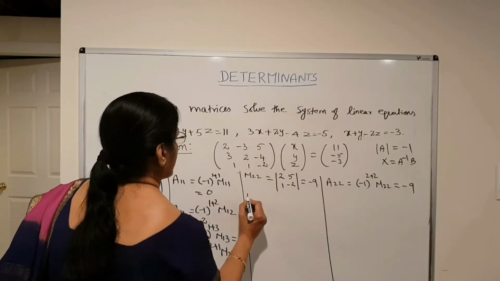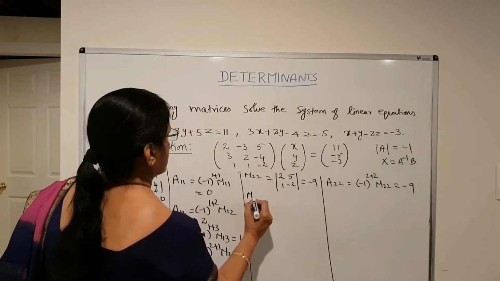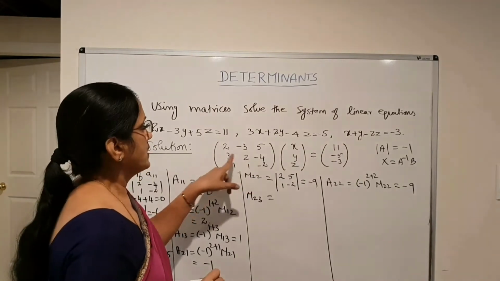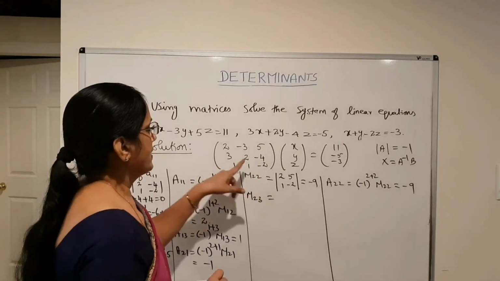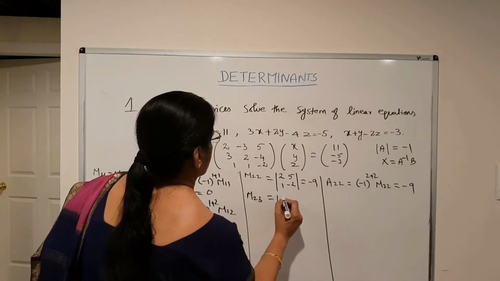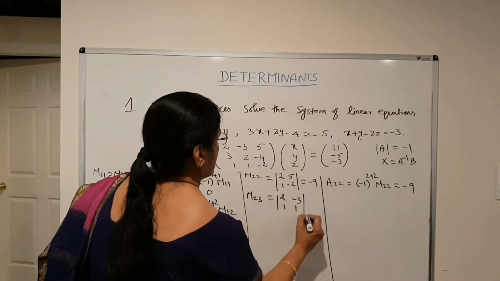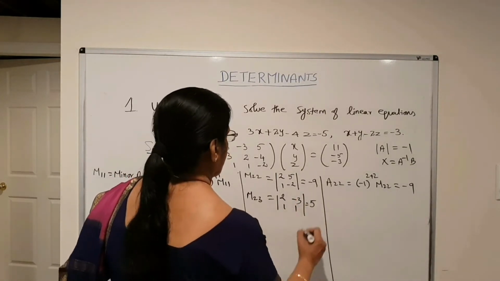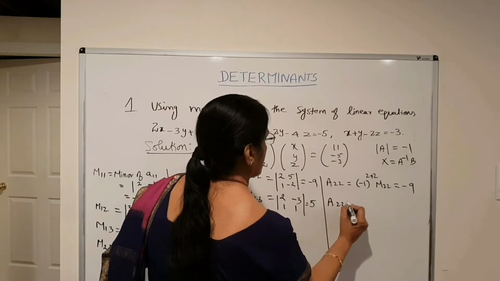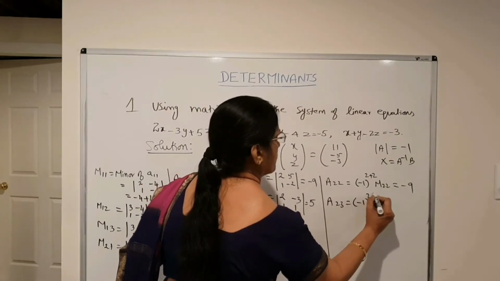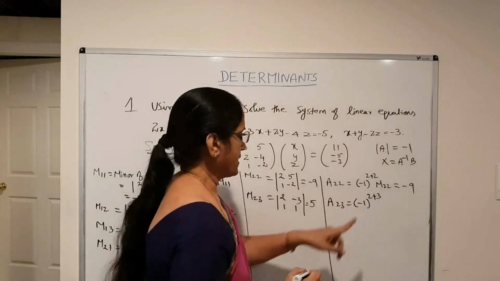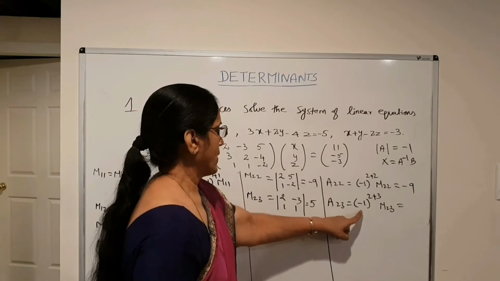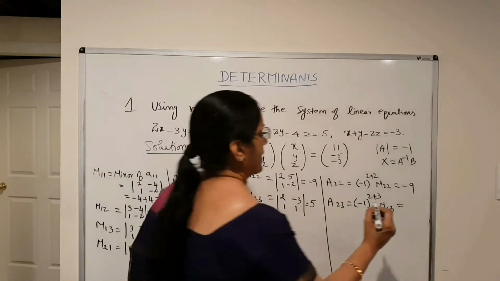Coming to M23, which is the minor of the element A23. Leaving the second row and third column, I will be left with 2, minus 3, 1, 1, which is 2 plus 3. It's going to be 5. So the corresponding A23 will be minus 1 to the power 2 plus 3. i is 2, j is 3, that's why, into M23. Now this will be minus 1. Here M23 is 5, so minus 5.